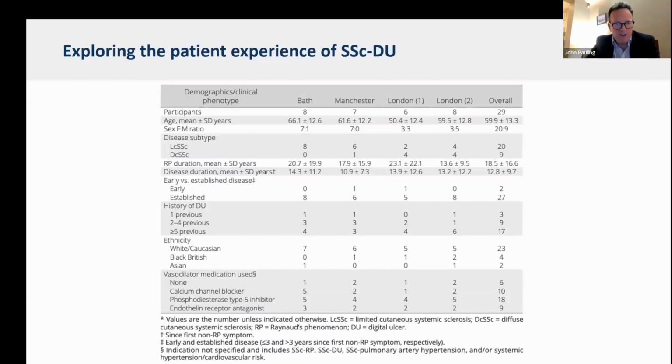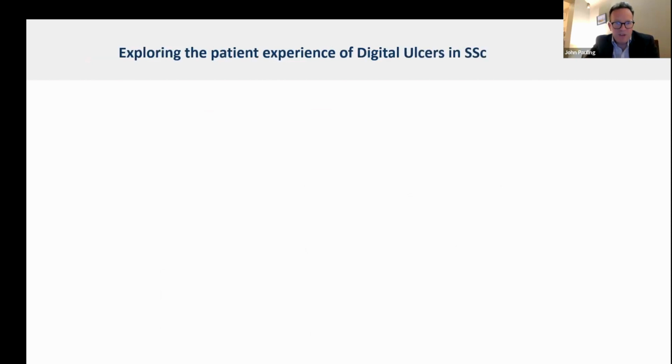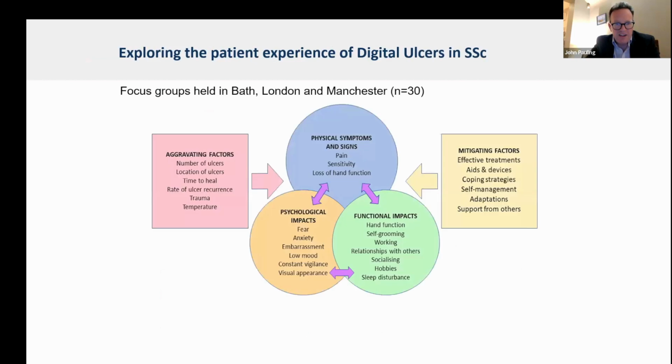So we recruited patients in Bath, Manchester, and London. Again, we adopted a deliberate purposive sampling framework to make sure that we recruited a diverse population of patients with a broad range of different experiences of digital ulcers. And this included the number of ulcers they'd had in the past, ethnic mix, and disease duration. Next slide, please. So in terms of the patient experience of digital ulcers, this is the schematic map.